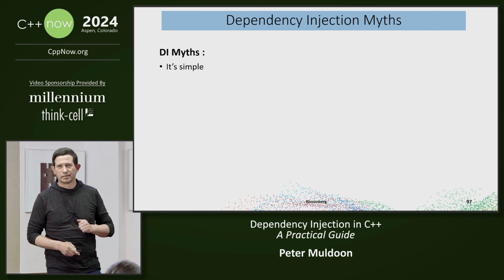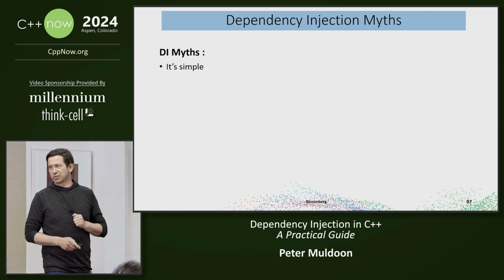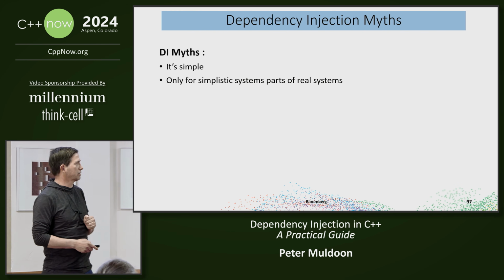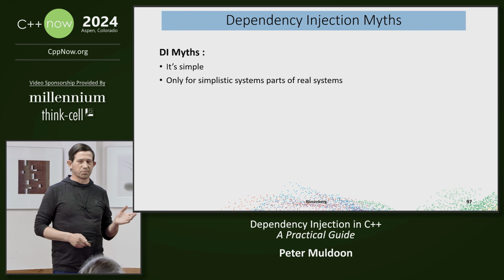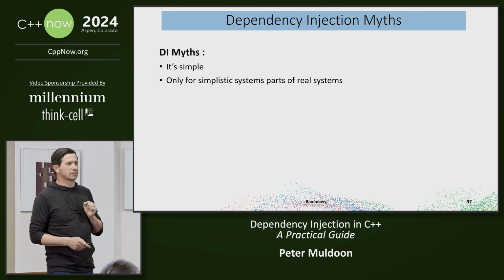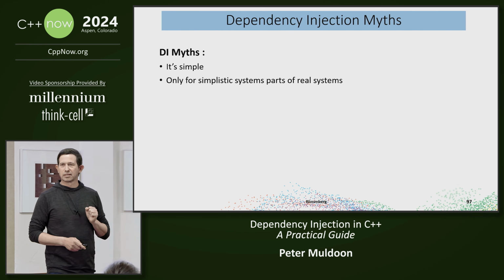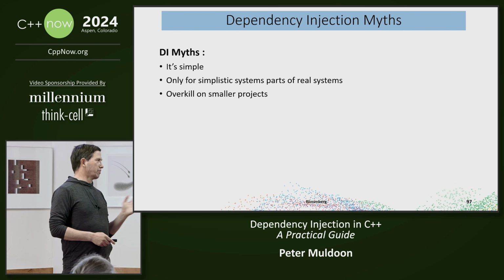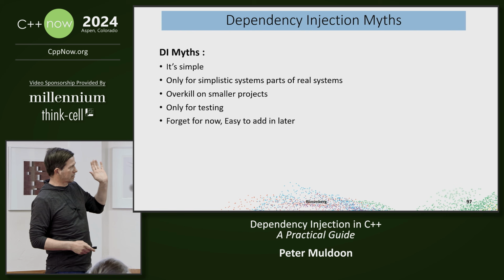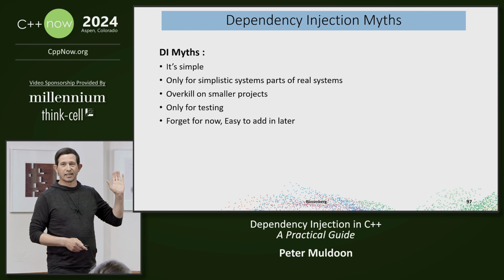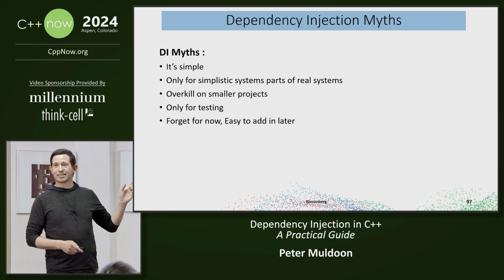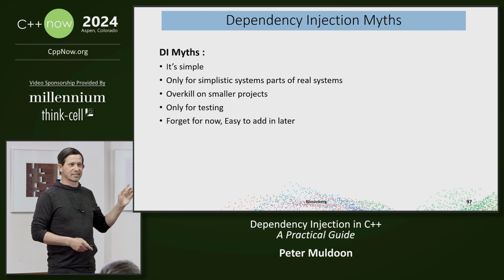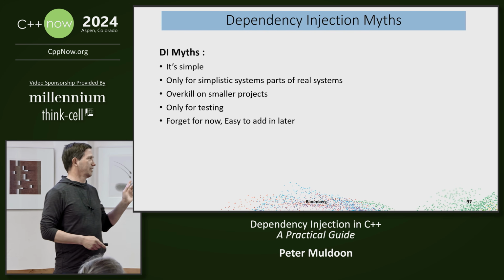It's simple. It's not. It's generally very hard in the real world. At least I find it hard, all right? Only for simplistic systems. Well, simplistic systems make good examples, but they don't help you much when you're in the real world. Overkill in smaller projects, we talked about this, forget it for now, easy to add in later. I can tell you it wasn't easy to add it in where I am, right? It's like hell on earth trying to put this stuff in, right?